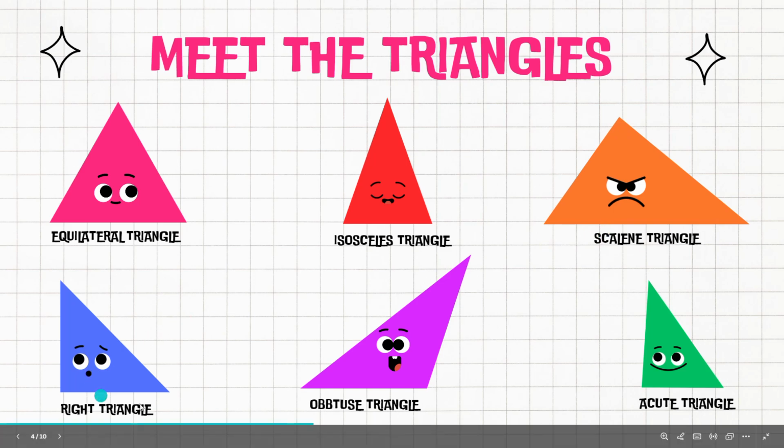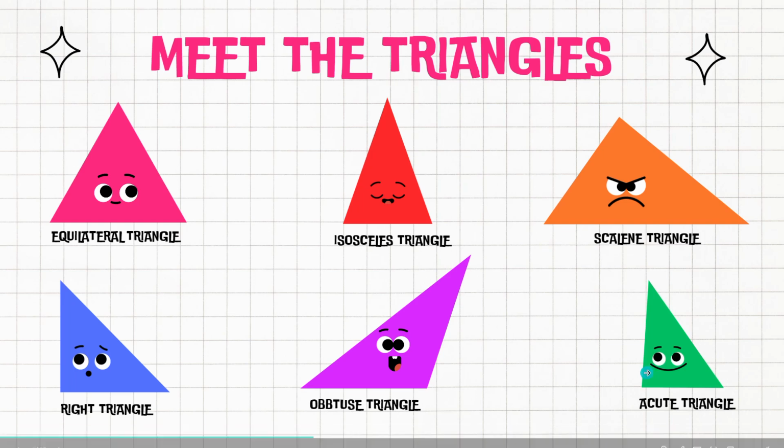Scalene. Right triangle. This angle here is a right angle. This is a right triangle. It's a very popular, well-known triangle. Obtuse triangle. This angle is greater than 90 degrees. Acute triangle. All angles are less than 90 degrees. So you have different types of triangles.